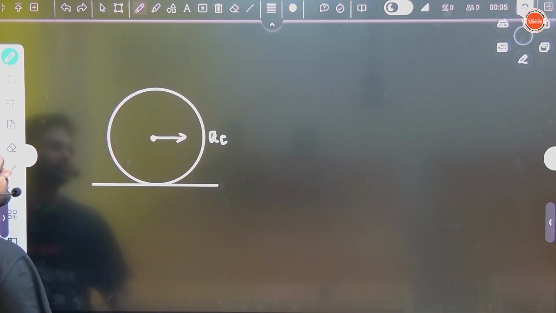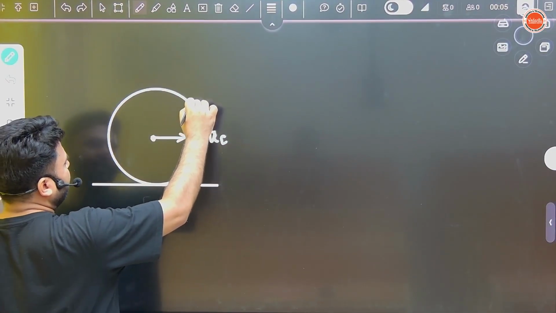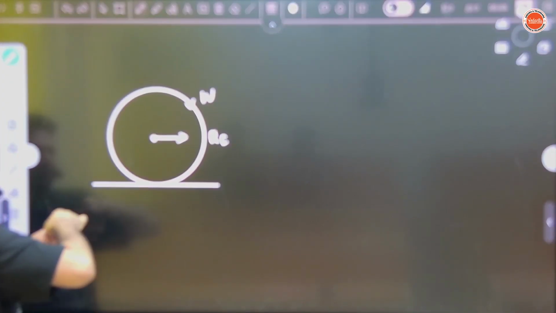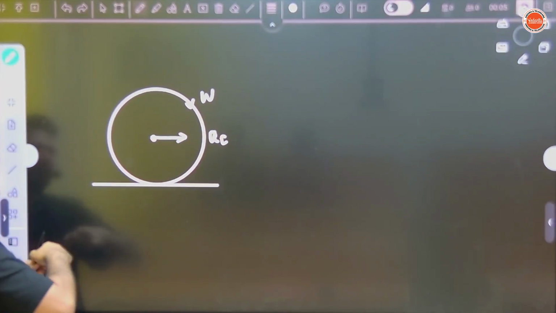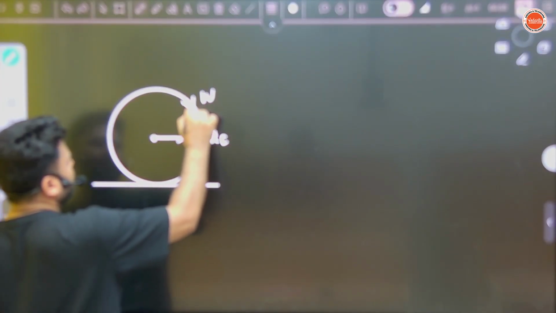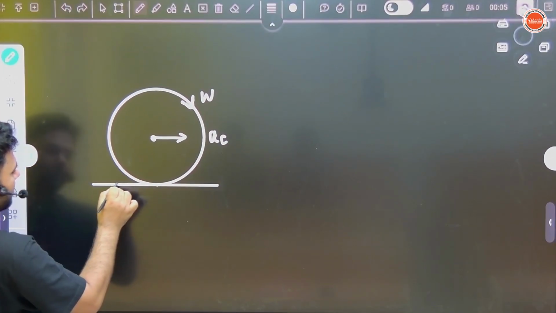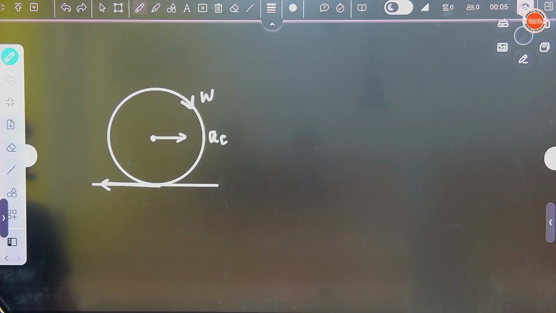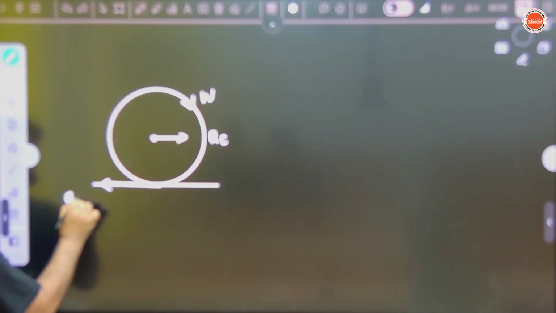AC, acceleration of center of mass. And the object is rotating also. In that, it is rotating, like initially it is rotating slowly and later on it rotates fast. So it will have angular acceleration. So always remember, whenever we have angular acceleration, we define one tangential acceleration, at.